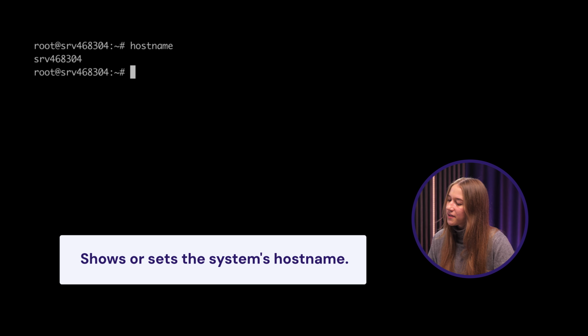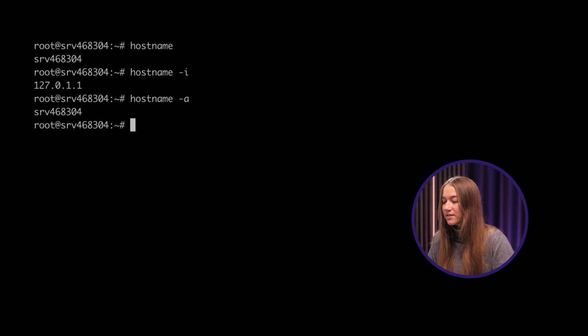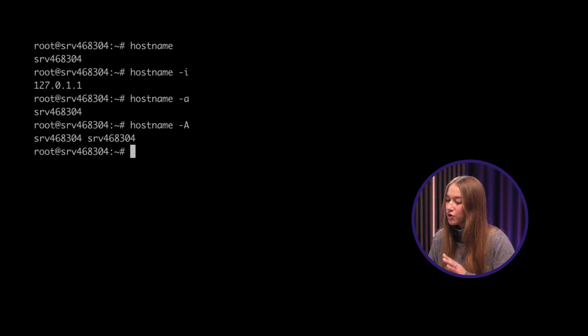Again, it's the option that makes it shine. Add -i to check the IP address, -a to see the hostname alias, and -A to print the system's fully qualified domain name. Now, the time command is up next.